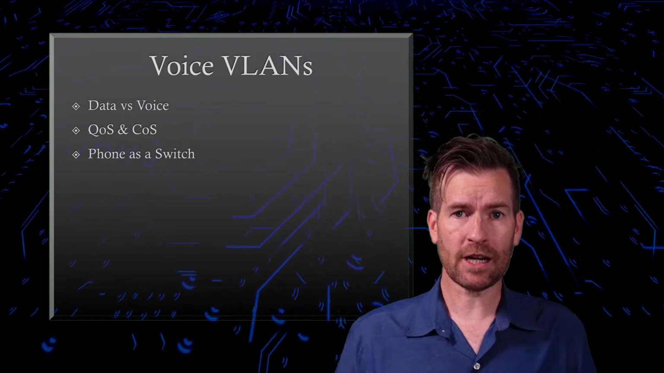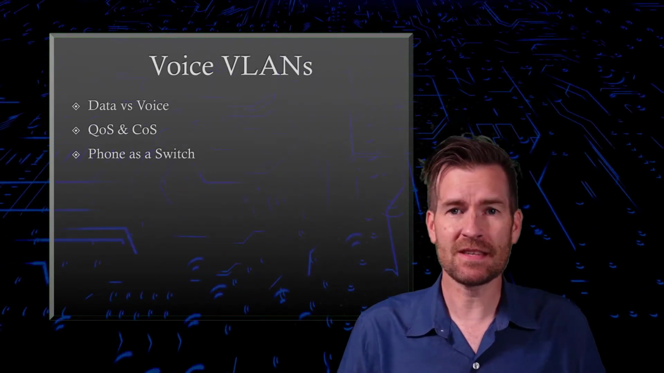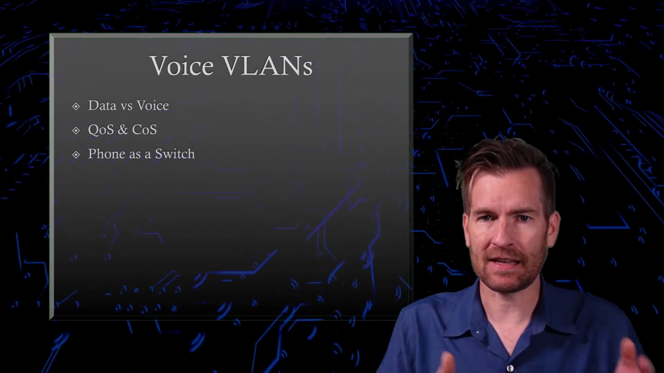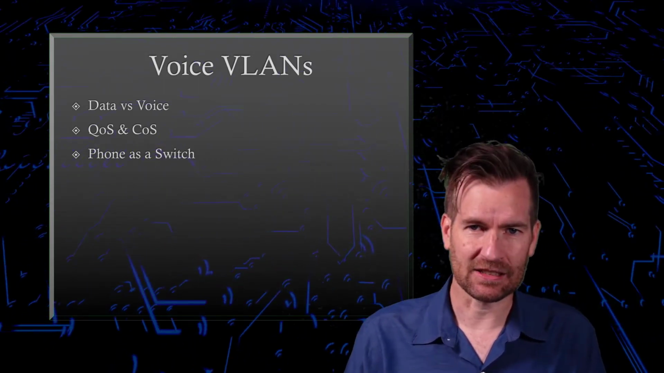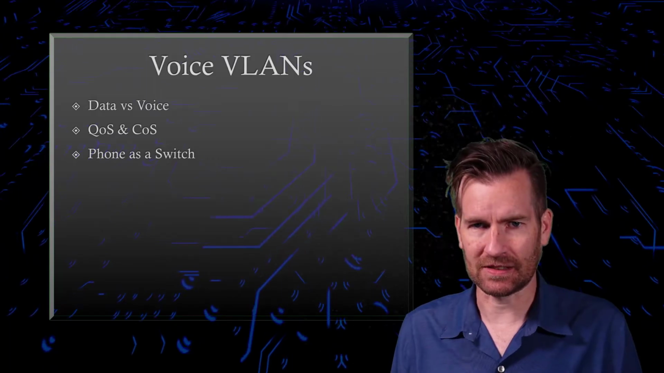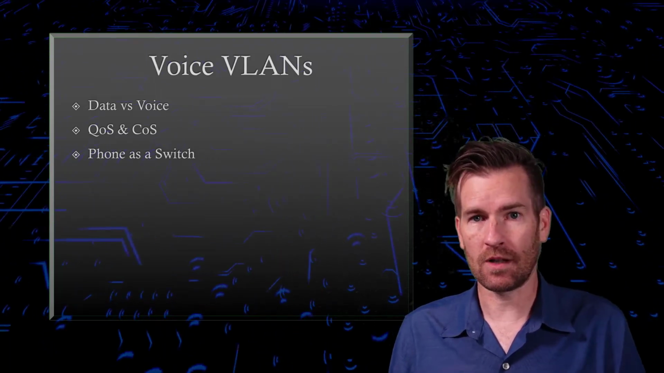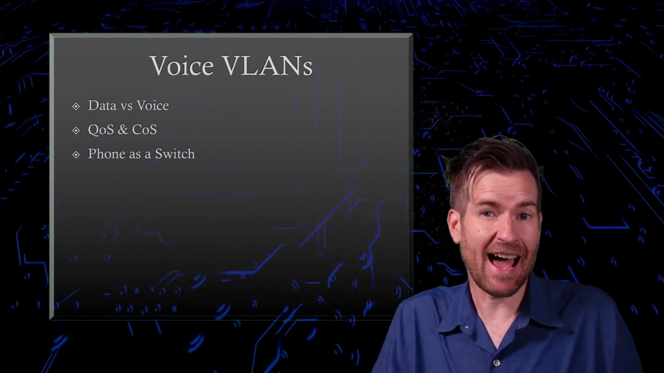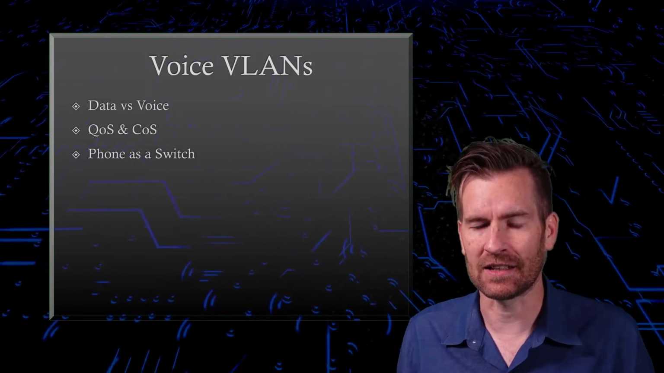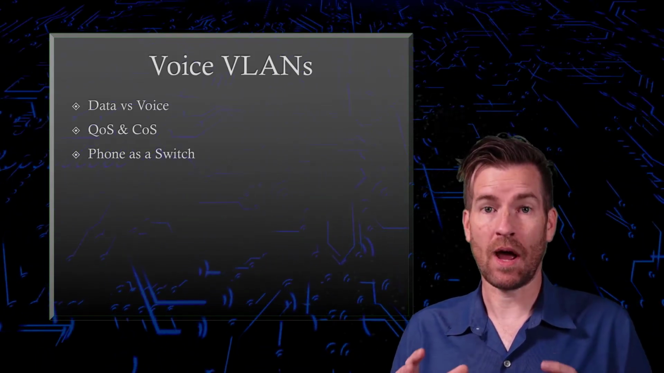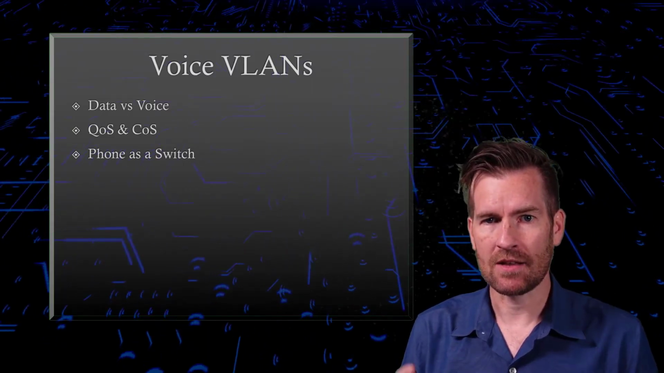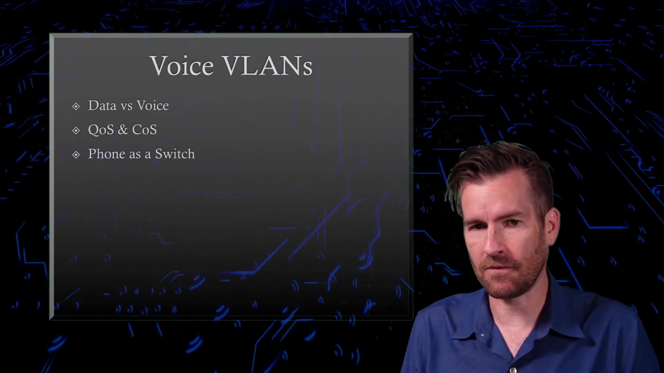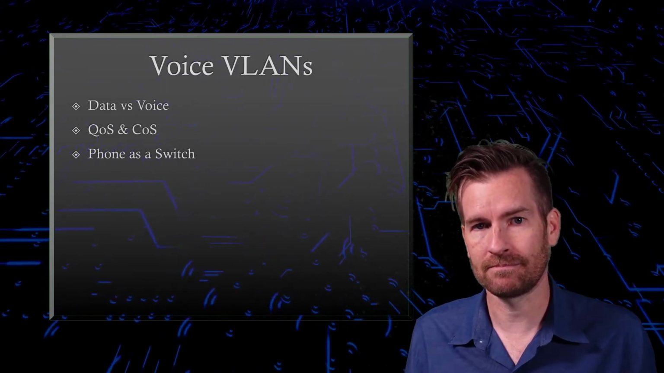In this video, we're going to start out by talking about the differences between data traffic and voice traffic. Then we're going to get into quality of service and class of service, and what the difference is between quality of service and class of service, and how it applies to voice VLANs. Then we're going to get into your phone, because your phone actually acts as a switch. And so let's get into talking about the phone and how a phone is set up.